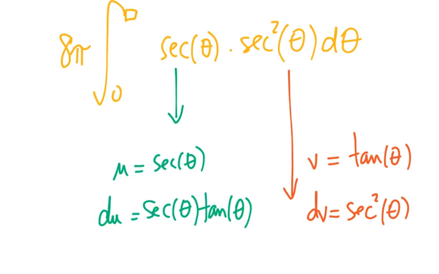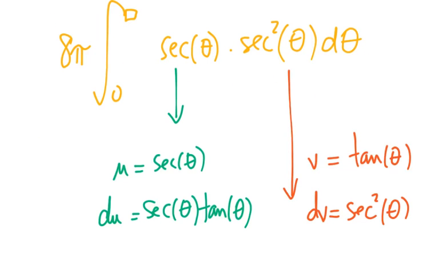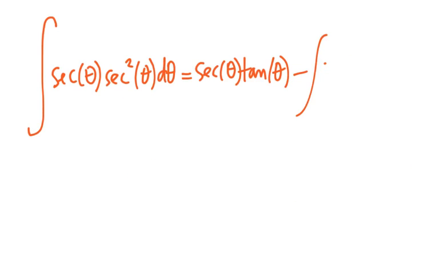u being secant, v being tangent: secant theta, tangent theta, minus the integral of v du. V du, which is tangent theta, secant theta, tangent theta, d theta.